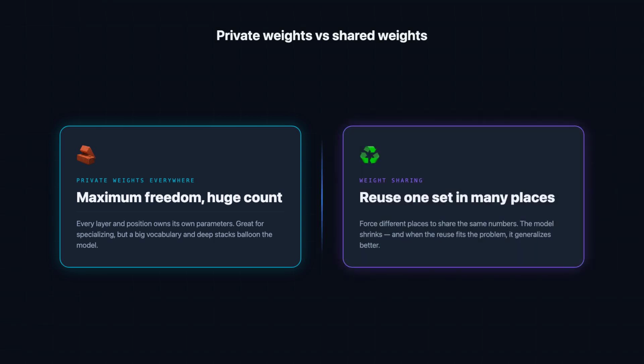train. Weight sharing forces different places to reuse one common set of parameters instead. The same numbers appear in many locations, so the model gets dramatically smaller, and when the reuse matches the structure of the problem, it also builds in a helpful assumption. That assumption acts like a gentle constraint that improves how the model generalizes to new data.